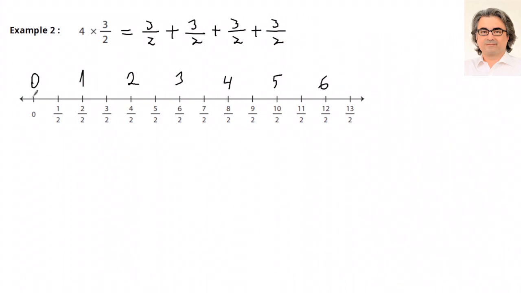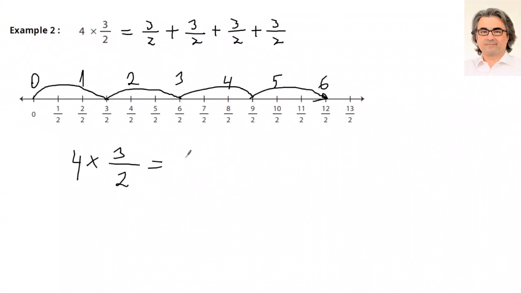I should count by starting from 0, 3 units. 1, 2, 3 for the first movement. I reached here. For the second, 1, 2, 3. I reached here. For the third, 1, 2, 3. I reached here. For the last, the fourth one, 1, 2, 3. I reached finally 12 over 2. It means 4 times 3 over 2 is 12 over 2. It means 6.